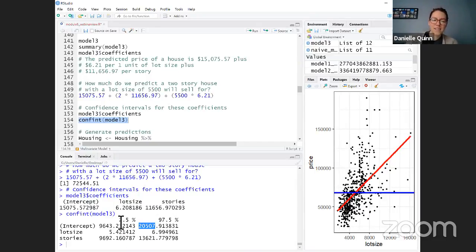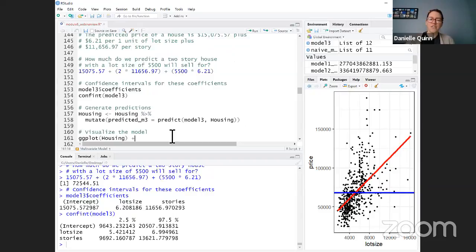Our lot size here, we're saying it's about $6.21 per unit lot size. But if we're looking at the 95% confidence intervals, that's actually somewhere between $5.40 and like $6.99. So looking at these confidence intervals can give you a better idea of how certain you should be about your prediction. And these are always good things to report on.